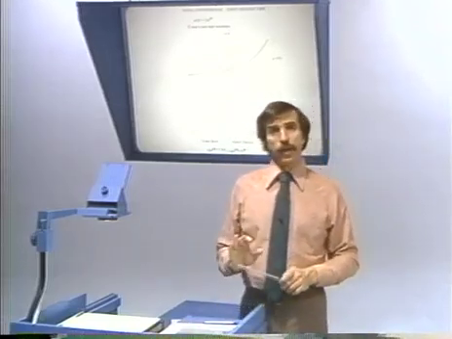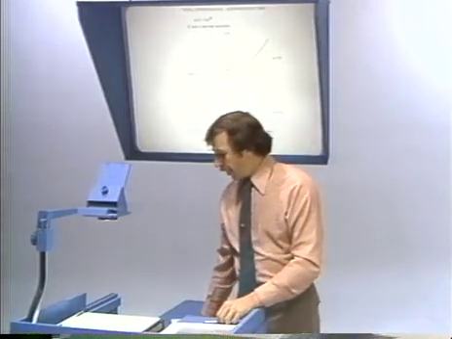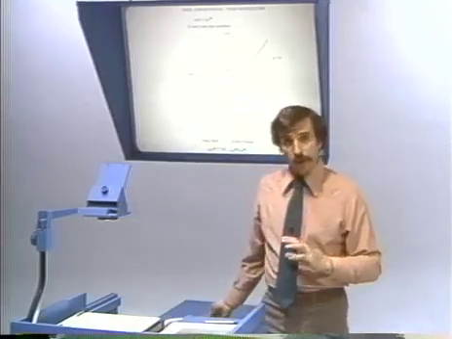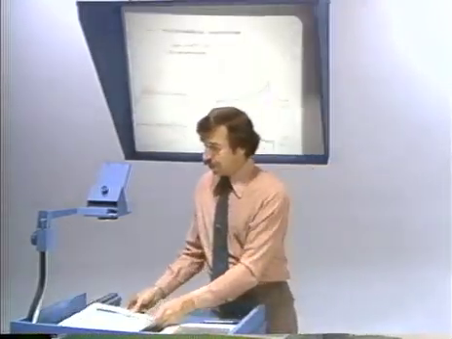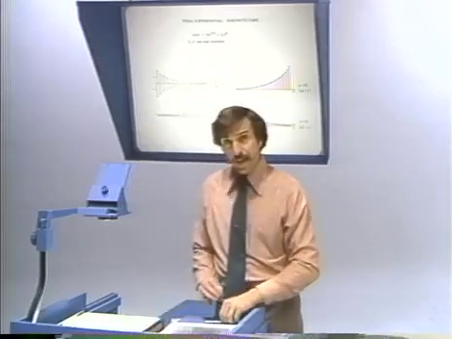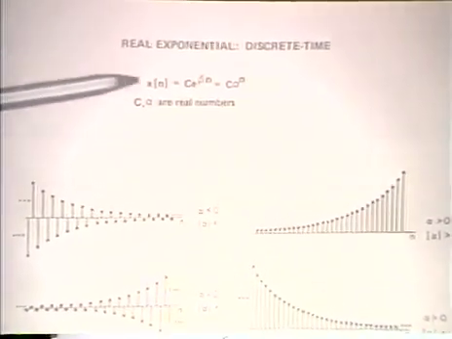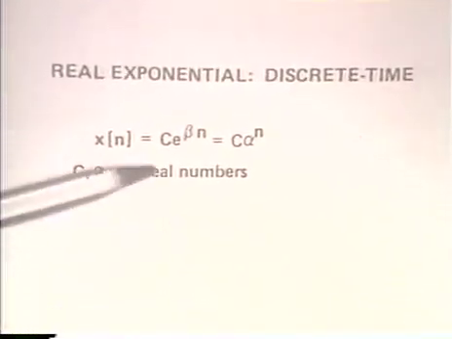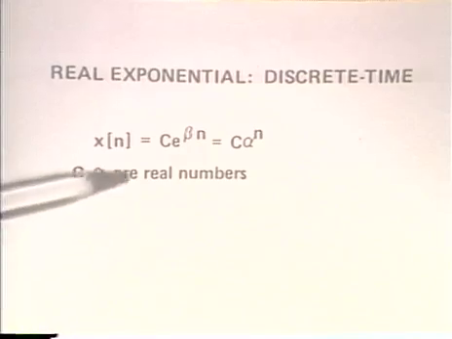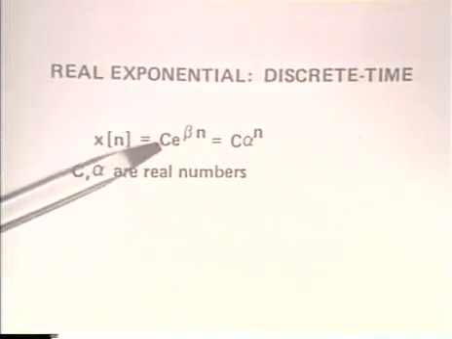Okay, so here's the real exponential, just c e to the at. Let's look at the real exponential now in the discrete time case. And in the discrete time case, we have several alternate ways of expressing it. We can express the real exponential in the form c e to the beta n, or, as we'll find more convenient, in part for a reason that I'll indicate shortly, we can rewrite this as c times alpha to the n, where, of course, alpha is equal to e to the beta.